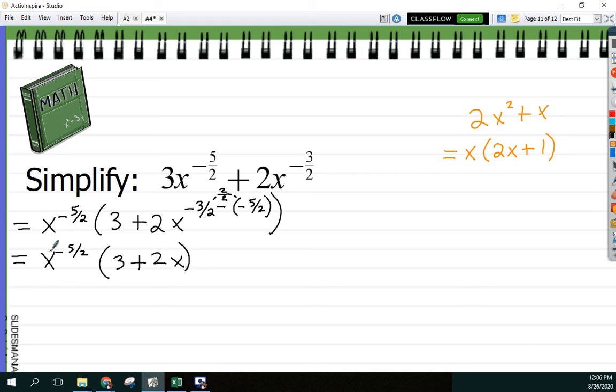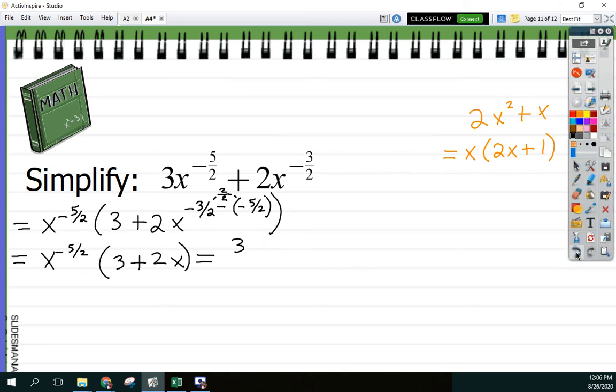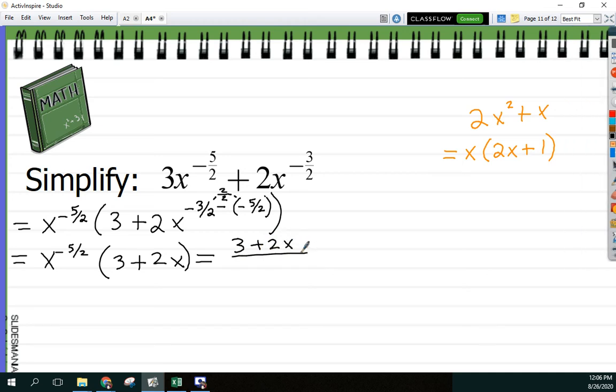Now, we do still need to take care of this because we don't want to leave an expression with negative exponents. So hopefully we remember, like we said from the beginning, that that negative moves it into the denominator. And now, since we only have one variable that has a negative, it's going to be a little bit easier to deal with. So I have 3 plus 2x divided by x to the 5 halves. And again, we want to simplify that as much as possible.